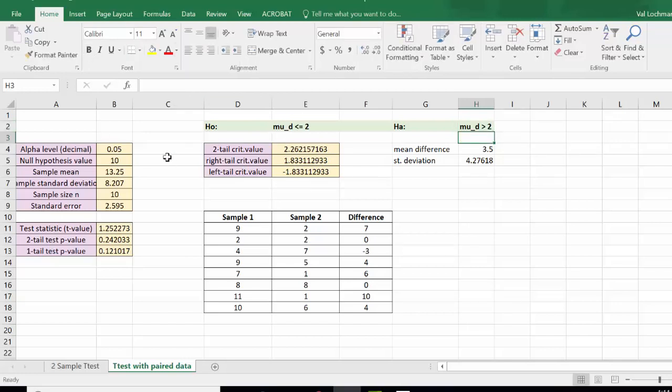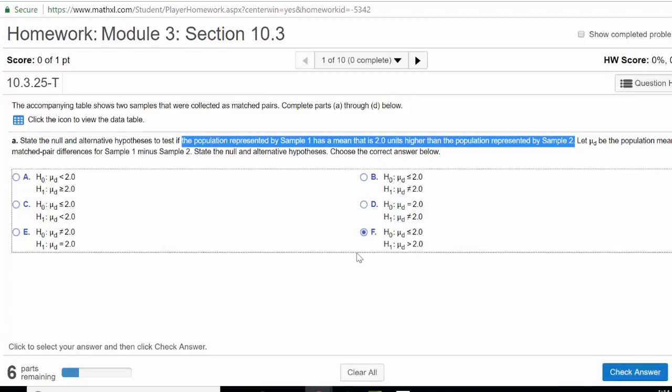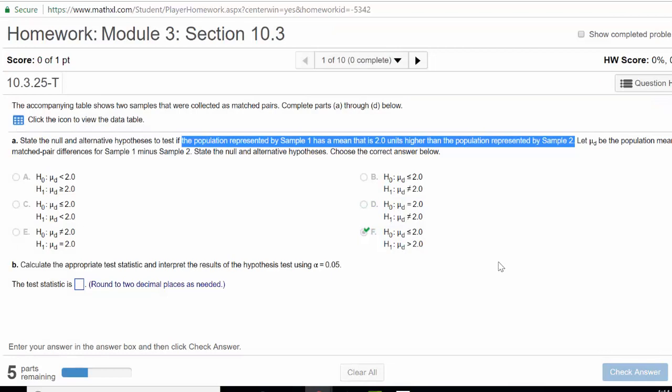Okay, so now that I have all my values computed, let's answer all the questions. First, choose the correct answer. We're going to select which one? F. The null hypothesis would say that the difference on average is less than or equal to 2 units, and the alternative hypothesis will say that it's greater than 2.